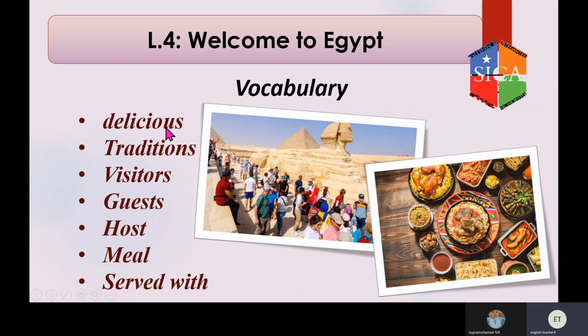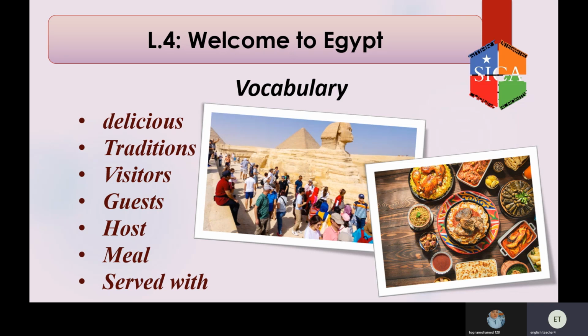And here we have these words too. Delicious. Delicious is when you eat tasty food, like Egyptian food. Can you see this? Yeah, I can see. Traditions. Traditions are habits that people do in some place. Like we have a tradition: the Egyptian people celebrate Sham el-Nessim. That's right.